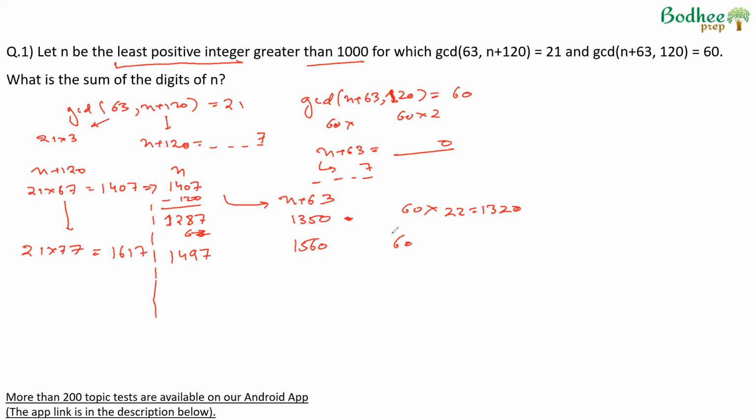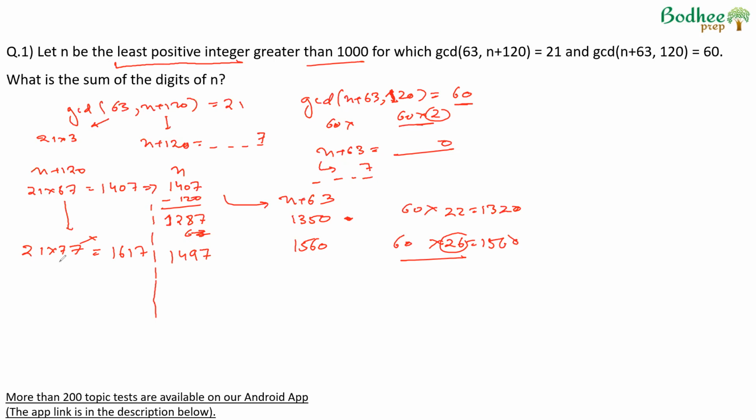1560 will be divisible by 60. 6 2s are 12, 3 6s are 26. So 60 into 26 is 1560. Now, if we look at these two numbers, 60 into 2 and 60 into 26, there is a 2 common as well. So this will also not satisfy HCF of 60. We'll get the HCF of 120.